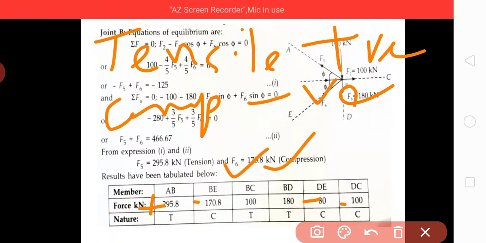Because this calculation becomes very lengthy, the examiner may get confused, and he may deduct some marks because you are not able to put up your answers fairly clearly. So it is better to make this table after calculating the required forces in all the members. Thanks for watching this video.